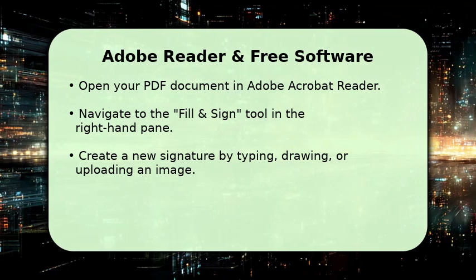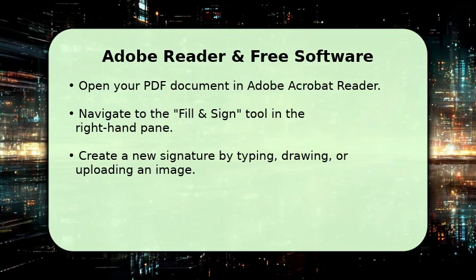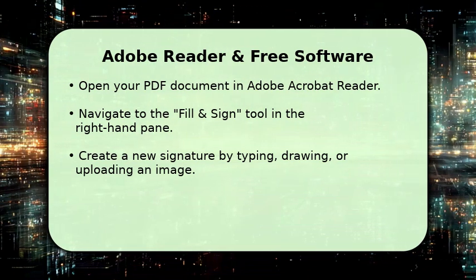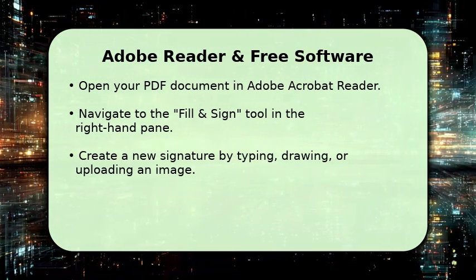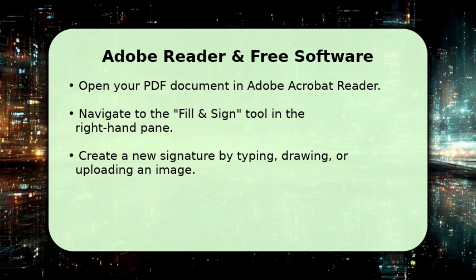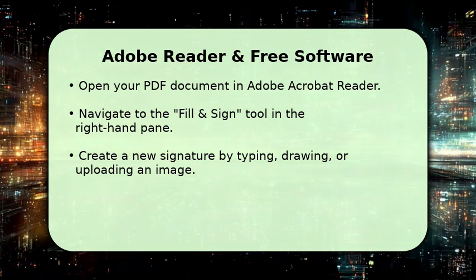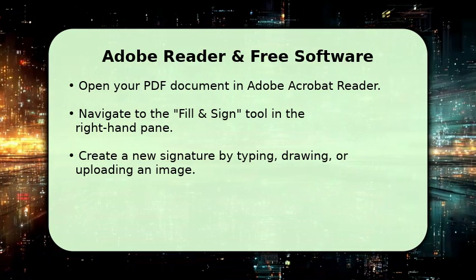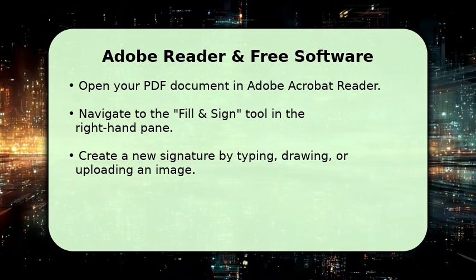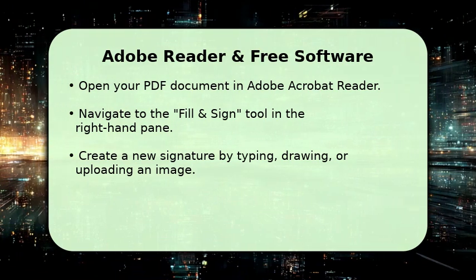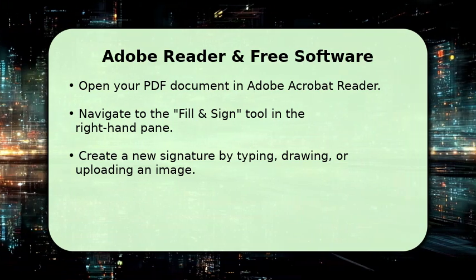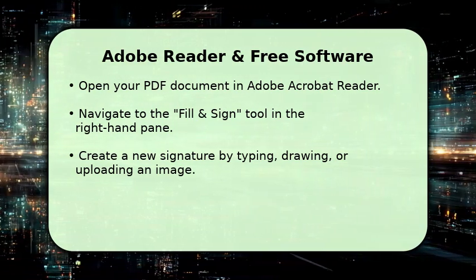One common way to sign PDFs is by using free software like Adobe Acrobat Reader. First, open your PDF document within the application. Look for the Fill and Sign tool, usually located in the right-hand pane. From there, you can easily create a new signature by typing your name, drawing it with your mouse, or even uploading an image of your handwritten signature. Once created, simply drag and drop it onto the desired location on your document, adjusting its size as needed.